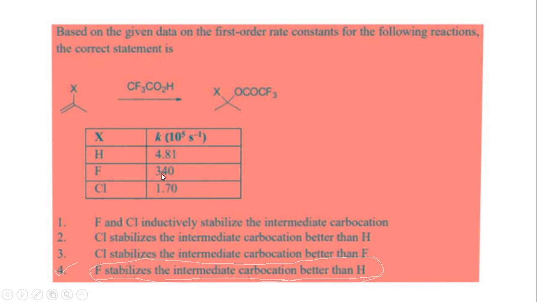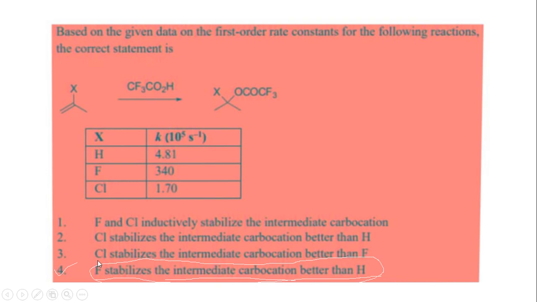And from this problem, option 1 says that fluorine and chlorine inductively stabilize the intermediate carbocation. This does not occur, because fluorine has a higher rate constant compared to chlorine, and chlorine stabilizes the intermediate carbocation better than hydrogen. From this observation, the rate constant in presence of hydrogen is 4.81, but in case of chlorine that becomes 1.70, and hence this option is wrong.